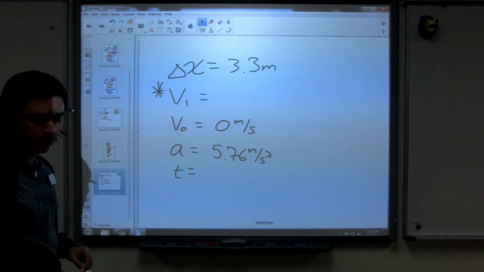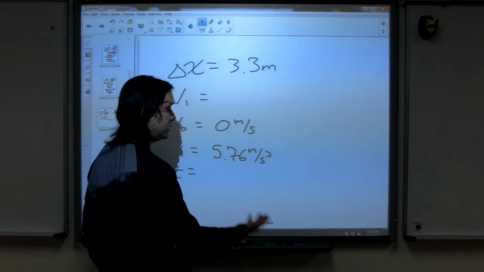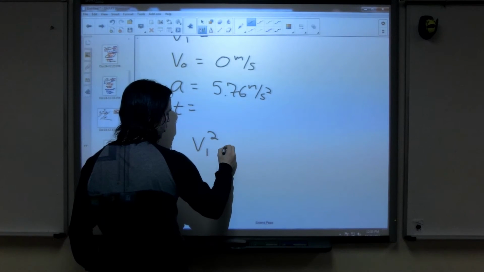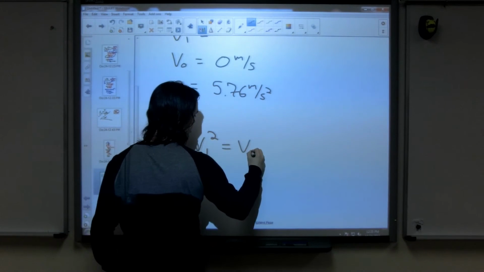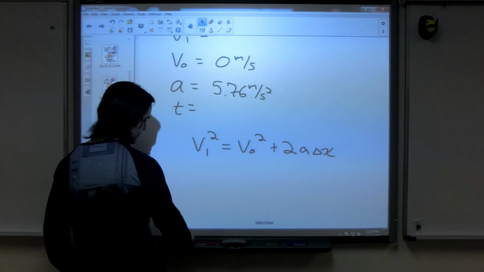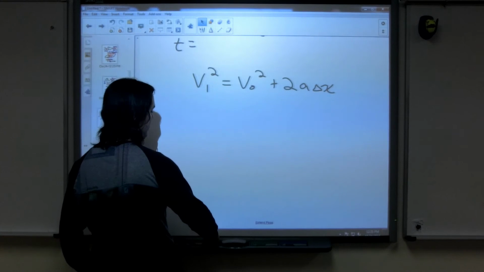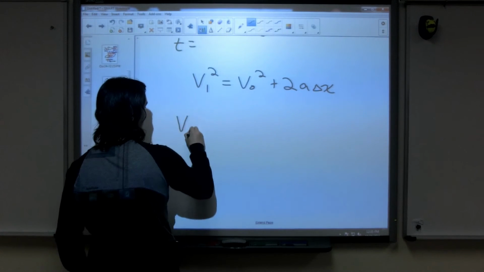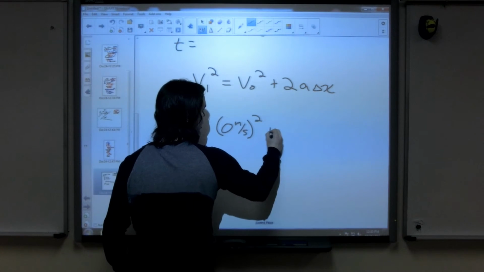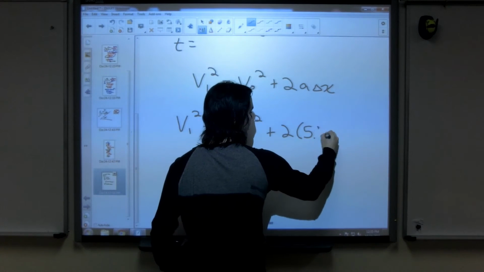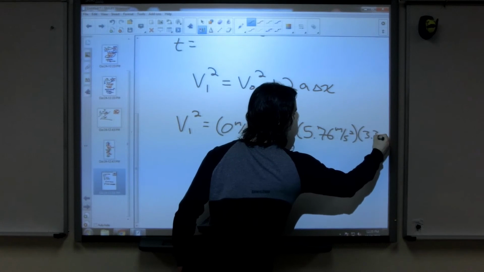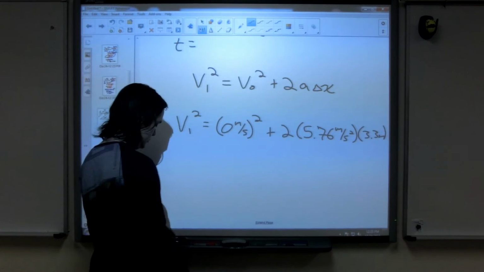We do not know the time, nor do we care about the time, which means here's where you need to go looking for your kinematic equations. The kinematic equation without time is v final squared equals v initial squared plus 2a delta x. This is the next question, so I start plugging these things in. V final squared equals 0 meters per second squared, plus 2 times 5.76 meters per second squared times positive 3.3 meters.